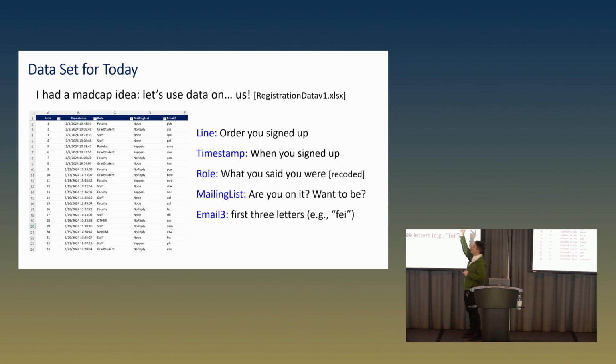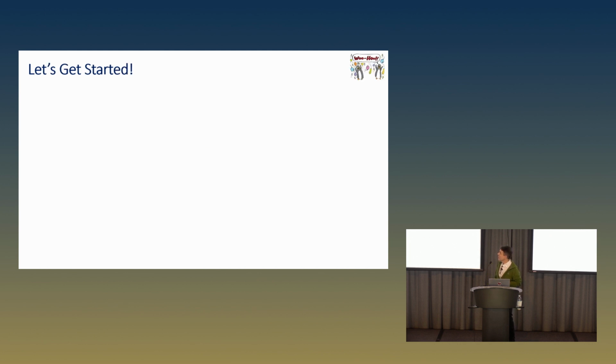The line is the order you signed up. There's a timestamp when you signed up. There's a role, what you said you were. I mildly recoded it because people had very interesting descriptions of their own role. We'll look at that in a moment. It asked if you want to be on the mailing list, and then I have the first three letters of your email address. That's the data we're going to analyze, and I have about 25 different analyses of these data. You'd be, again, surprised how far you can go with it.